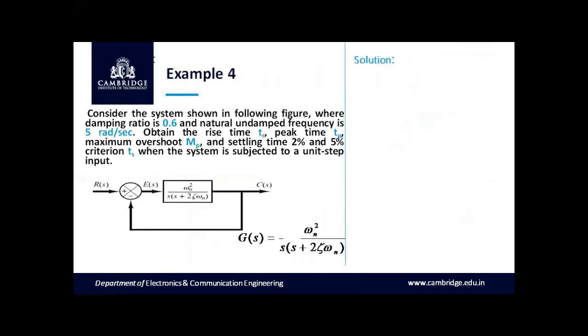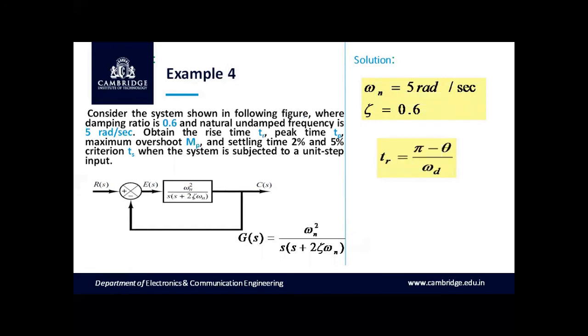So you can have a look at this problem. Consider a system as shown in the figure with a damping ratio 0.6 and natural frequency 5 radian per second. Obtain the rise time, peak time, maximum overshoot, and the settling time for 2% and 5% criteria, when it is subjected to a unit step input. This question is very straightforward, in which you have been given the damping ratio zeta as 0.6 and natural frequency omega n equal to 5 radian per second. This is a very direct question in which we have to substitute the values of zeta and omega n directly into the time domain specification formulas, and you can obtain the answer.